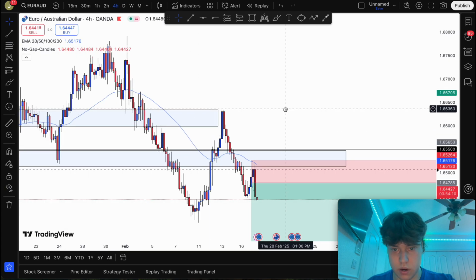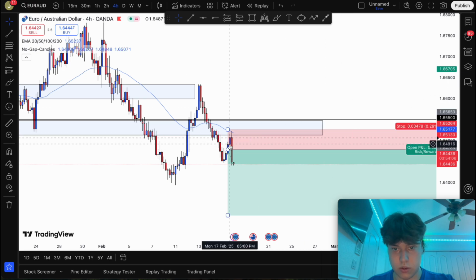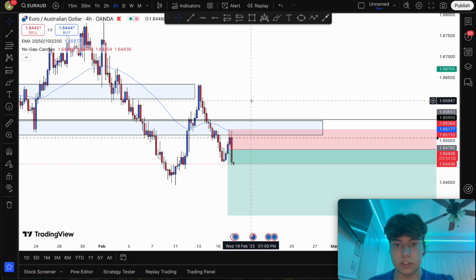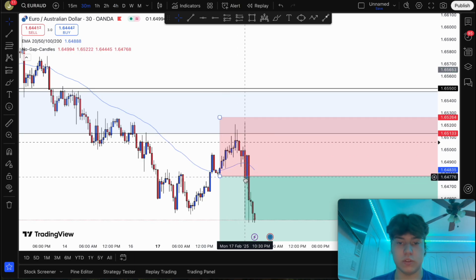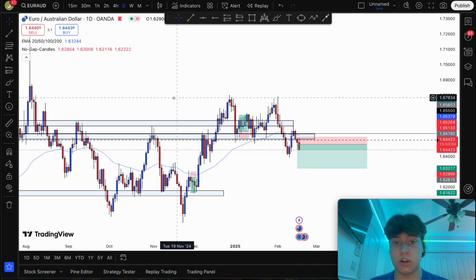In the 4-hour, just created a new lower high and a new lower low. I got in this trade. I'm in right now. As you can see, we had a 30-minute shift to structure, and I was going to get in on this pullback, but I ended up getting in right here. It's fine. We're currently almost at a 1-to-1, and we have a solid area of interest.